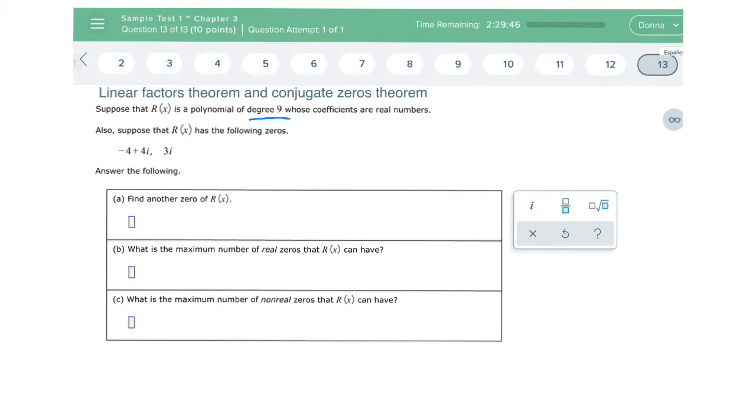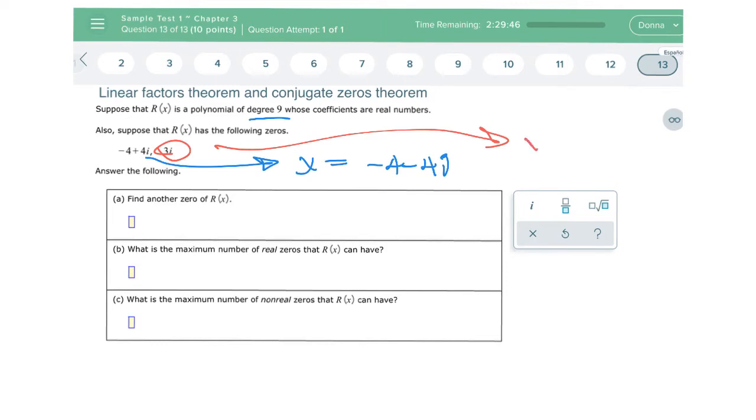And we know that when we have a complex root, they come in pairs. So negative 4 plus 4i being a zero, its conjugate will also be a zero. So that lets us know that x equal to negative 4 minus 4i will also be a zero. Similarly, since we have a second complex number, 3i, its conjugate will also be a root. So x equal to negative 3i.